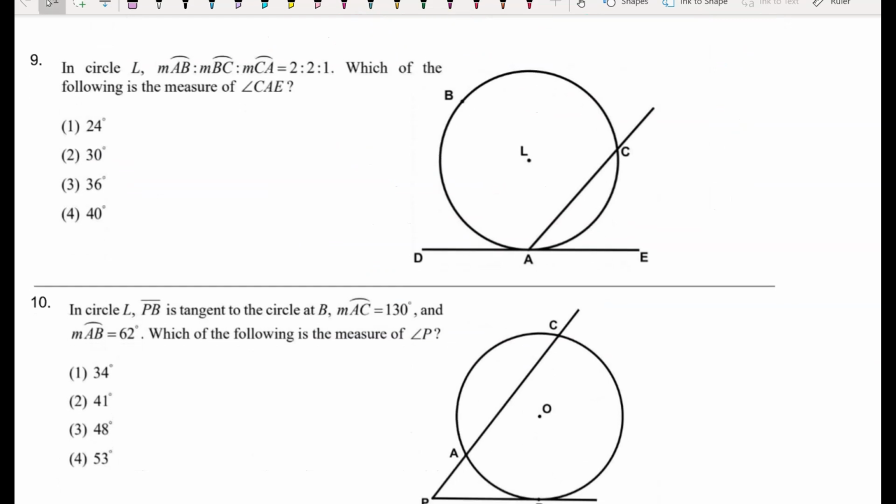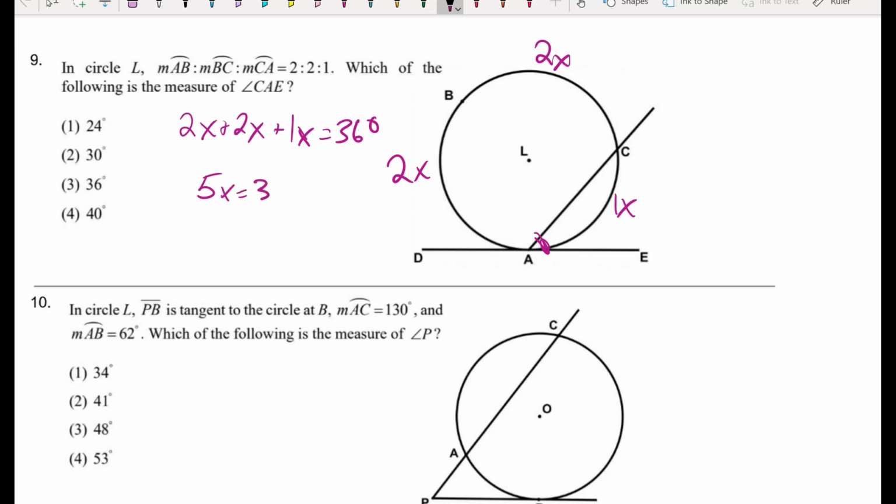Number 9. In circle L, the measure of arc AB to the measure of arc BC to the measure of arc CA is 2 to 2 to 1. So I could label BA as 2x, BC is 2x, and AC is 1x. Which of the following is the measure of angle CAE? Well, remember CAE is just a tangent and a chord, which is half the arc it intercepts. Now, I don't know what the measure of that arc is yet, but I know if I sum up all those arcs, I make it all the way around a circle. So those three arcs, as I've labeled them, should sum to 360 degrees.